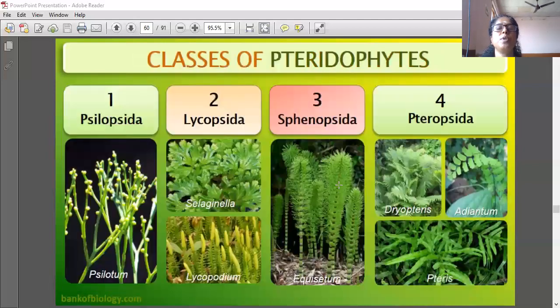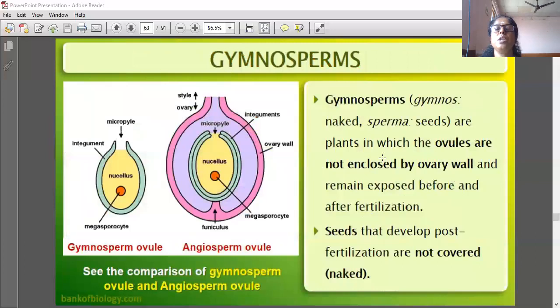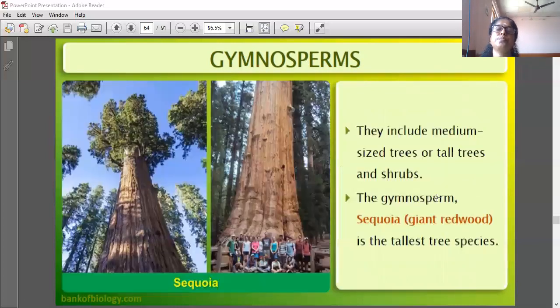And now gymnosperms. Gymno means naked. Naturally, seeds are covered with the fruit, but here the seeds are naked; that envelope is not there. Angiosperms are covered with the fruit: one outer covering is there in the angiosperm, but that type of covering is not there in the gymnosperm. Seeds are naked, not enclosed by an ovary wall.